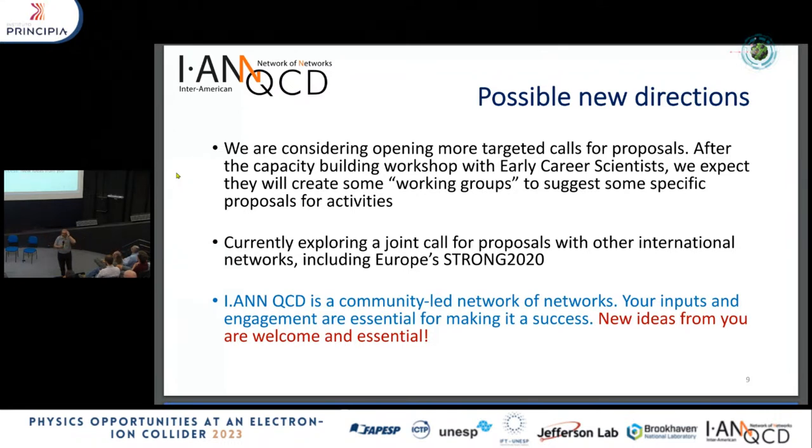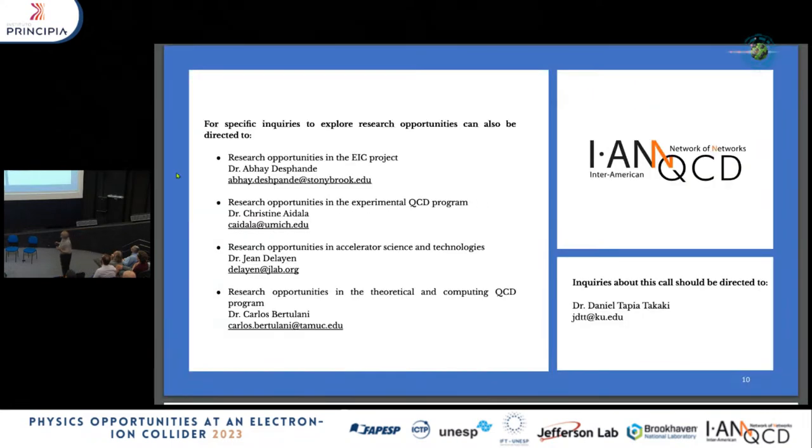Although it is called the Inter-American Network, NSF is very willing to consider such combinations, horizontal connections to facilities in Europe. As I mentioned to you, we want it to be a community-driven effort. We are here only to coordinate aspects of it, and new ideas from you are essential and important.